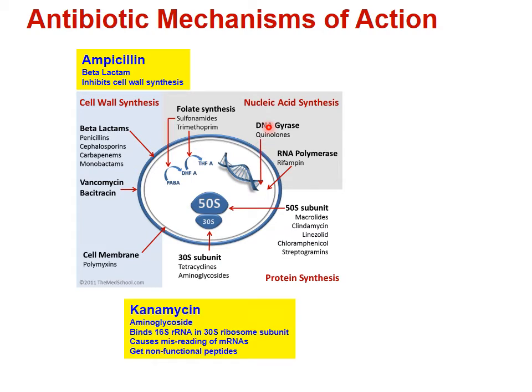We're also going to use kanamycin. It's called an aminoglycoside. It binds to 16S ribosomal RNA in the 30S ribosome subunit. It causes misreading of mRNAs, so you get non-functional peptides, and this results in killing of the cell.